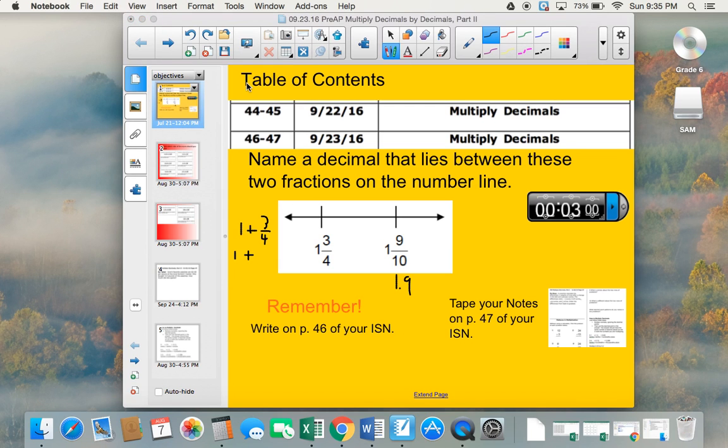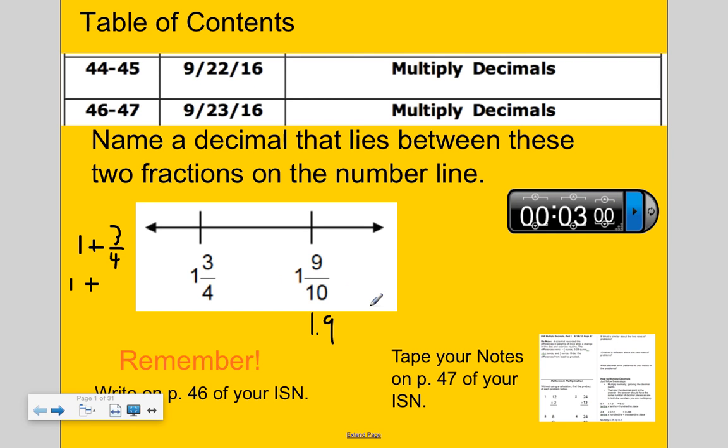This lesson is over multiplying decimals. So in our number routine, it's over number lines. Name a decimal that lies between these two fractions on the number line. We have 1 and 3/4 and 1 and 9/10. 1 and 9/10, that sounds like a place value.